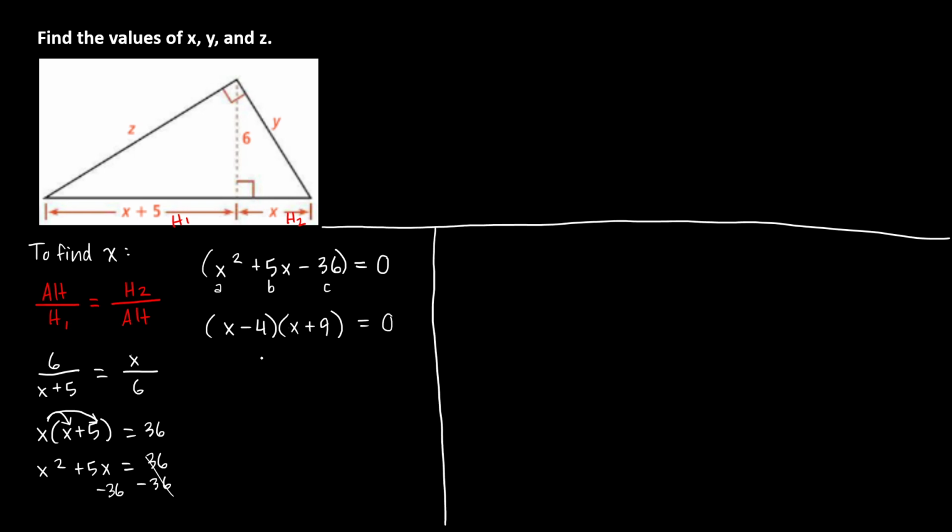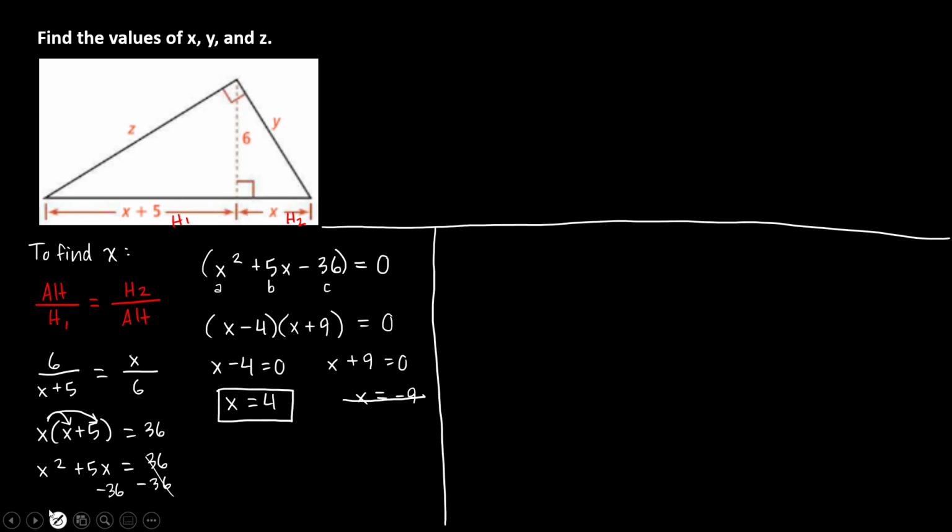So now to solve this equation, I've got two mini equations. x minus 4 equals 0, and x plus 9 equals 0. And so the result of these equations, I get x equals 4, and I get x equals negative 9. Now, negative 9 cannot be a side length, so I'm going to use the positive solution, x equals 4.